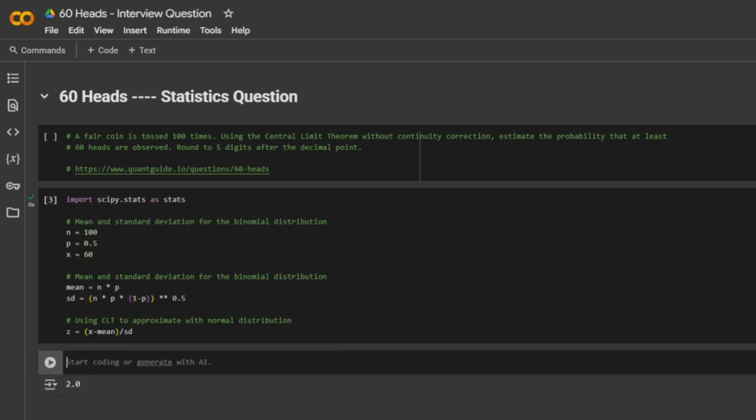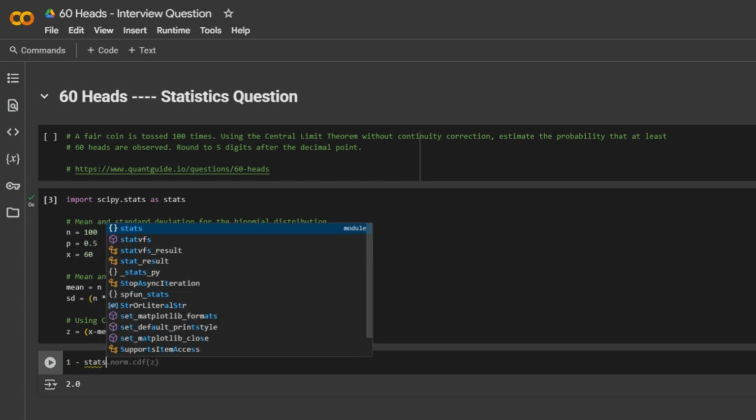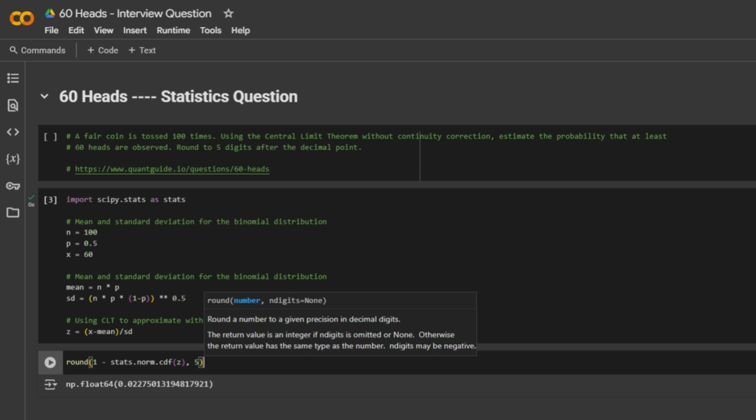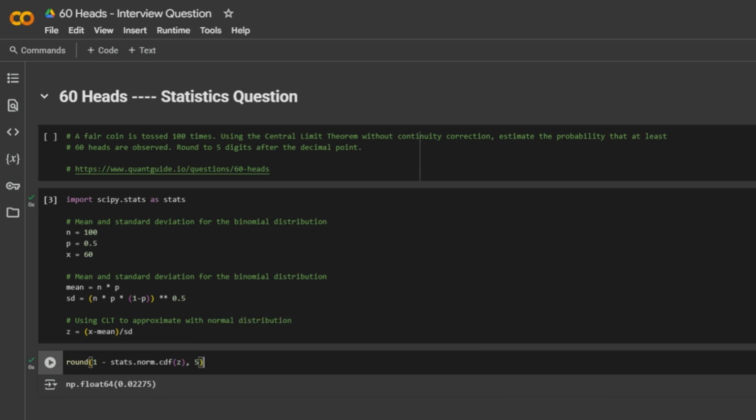You could go to your z table, but instead we're just going to do 1 minus stats.normcdf and z. Now you can see here this gives us our probability, and if we would like to make it to 5 decimal places, we could simply pass the round function, comma, and 5, and that'll give it to 5 decimal places.